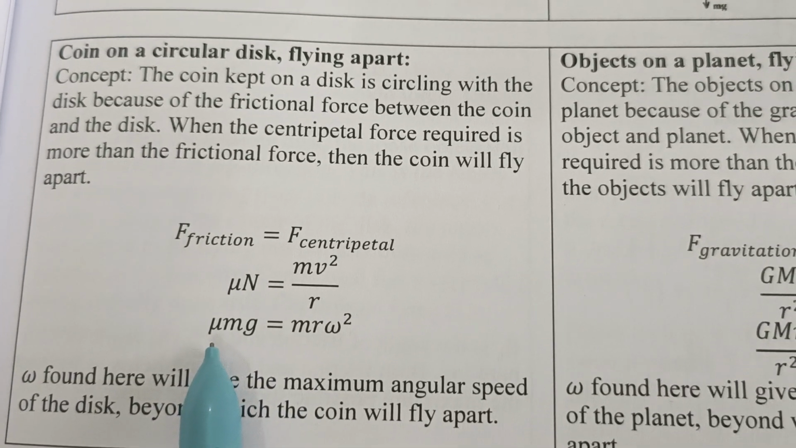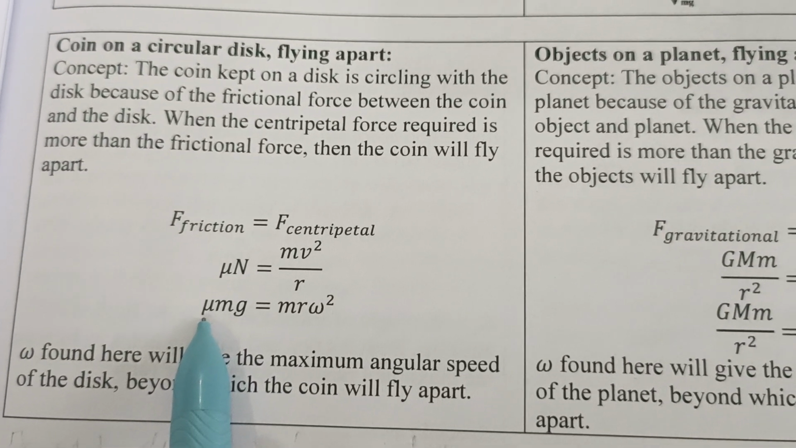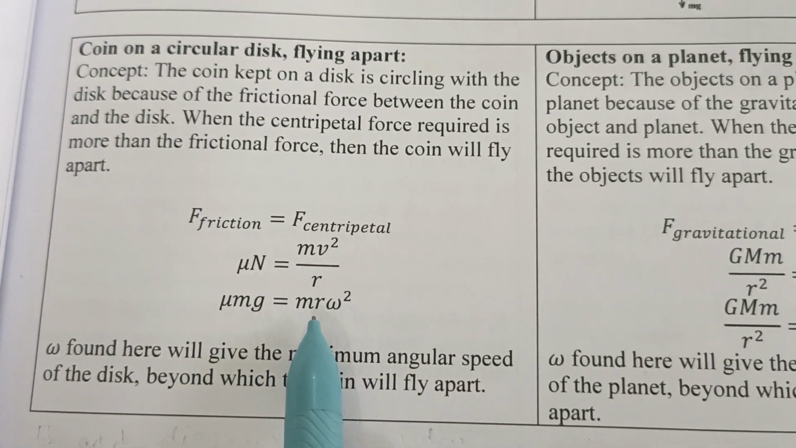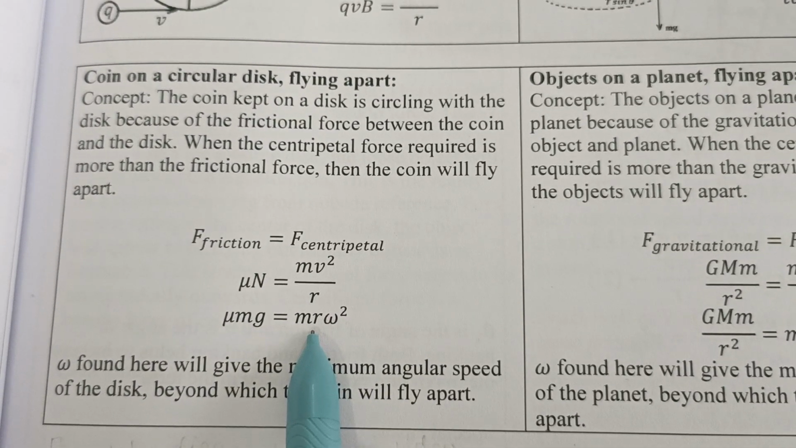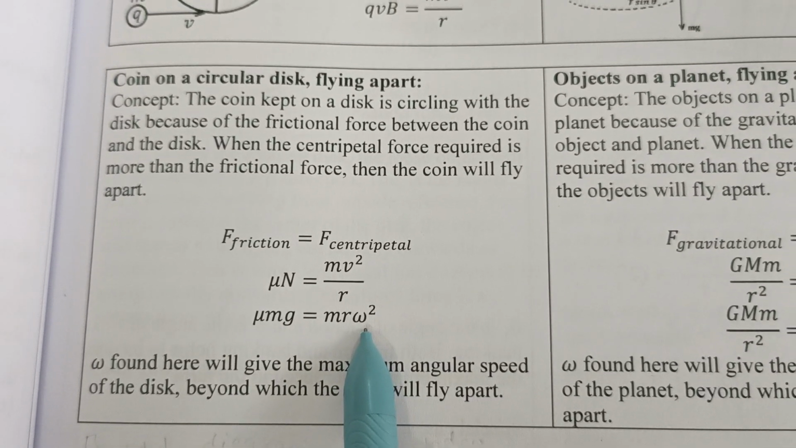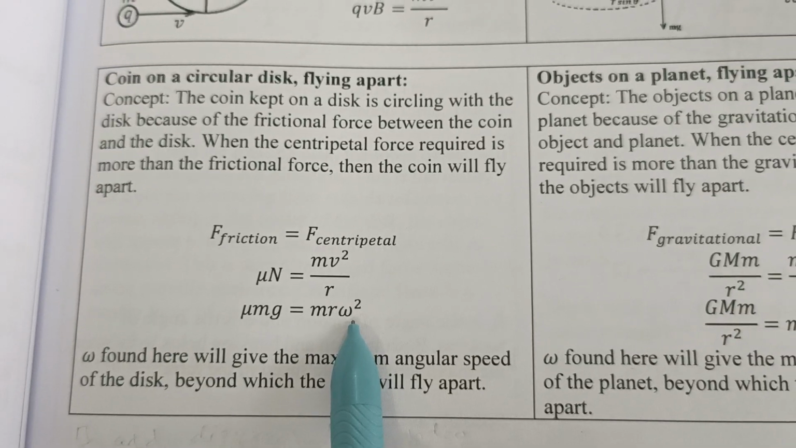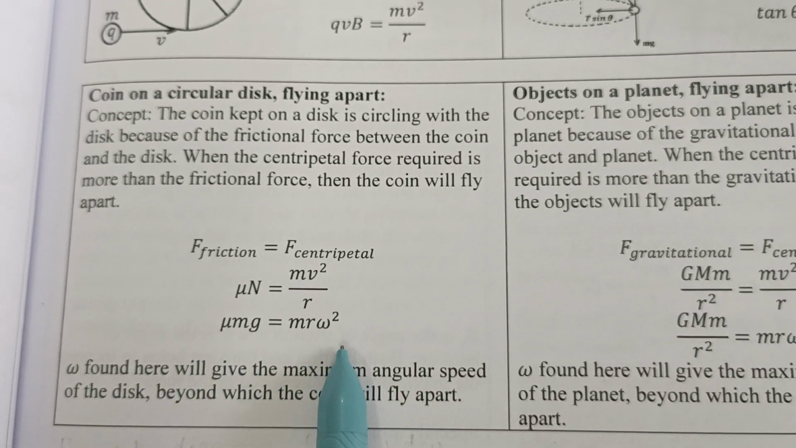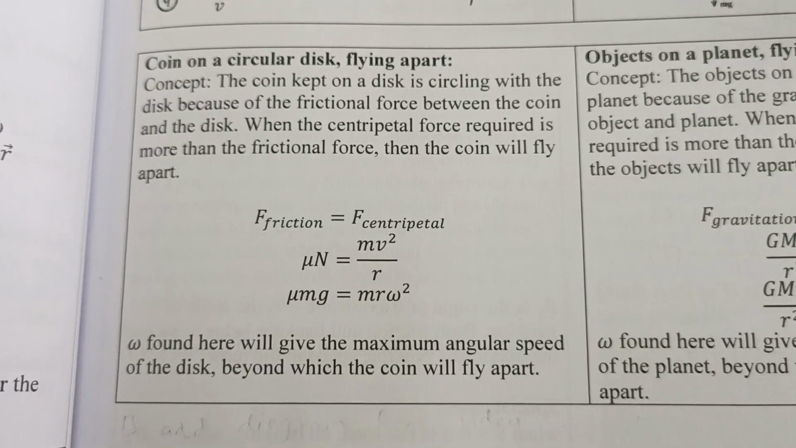So sometimes they may ask you to find the frictional coefficient value. Sometimes they may ask you to find the radius, the maximum radius up to which it will go around a circle. Sometimes they may ask you to find the maximum angular speed, omega. Okay, so you can find all these things using this one concept.